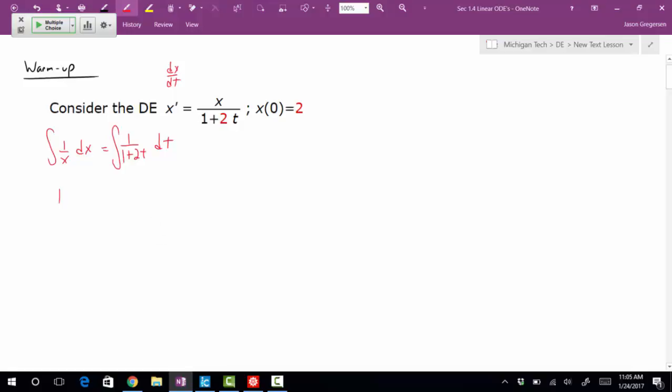On the left, I get the natural log of the absolute value of x, and on the right, the natural log of the absolute value of 1 plus 2t times what? A factor of 1/2. So number one common mistake is forgetting that 1/2. If that 1/2 isn't there, let's get rid of it for a second. How do we check our work after we do an integral? We can take the derivative and we should get back to the integrand.